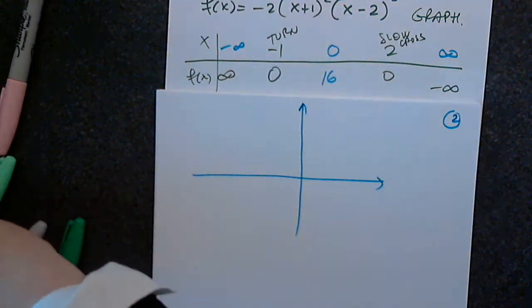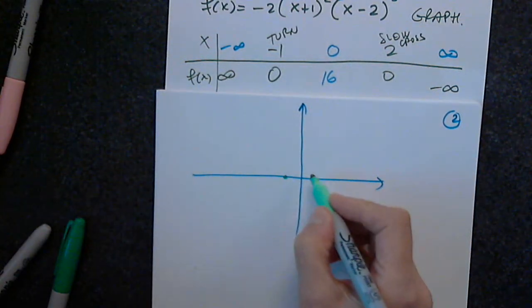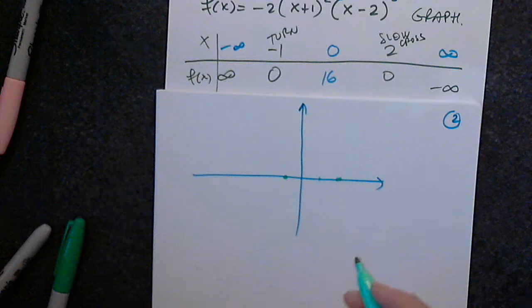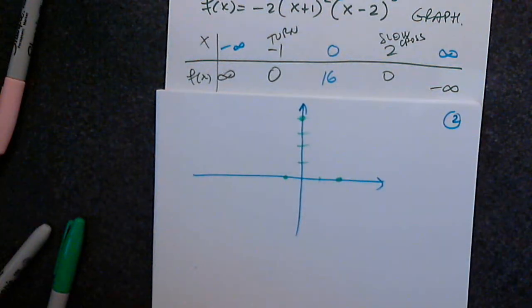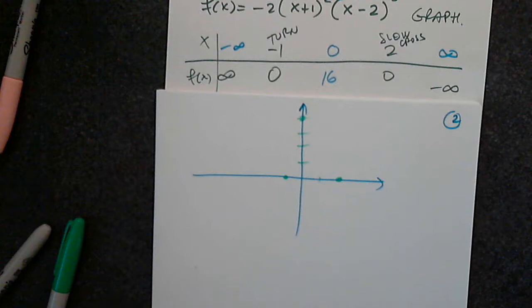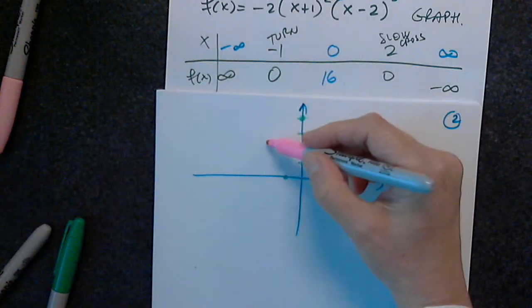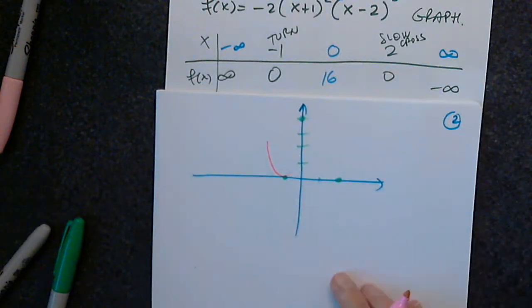I will plot these points. That's my first step: -1 and 2. I will use a different scale for 16, like 4, 4, 4, 4. And I'll put on the coordinate system exactly what I just said. Coming from positive infinity and turning at -1, 0.